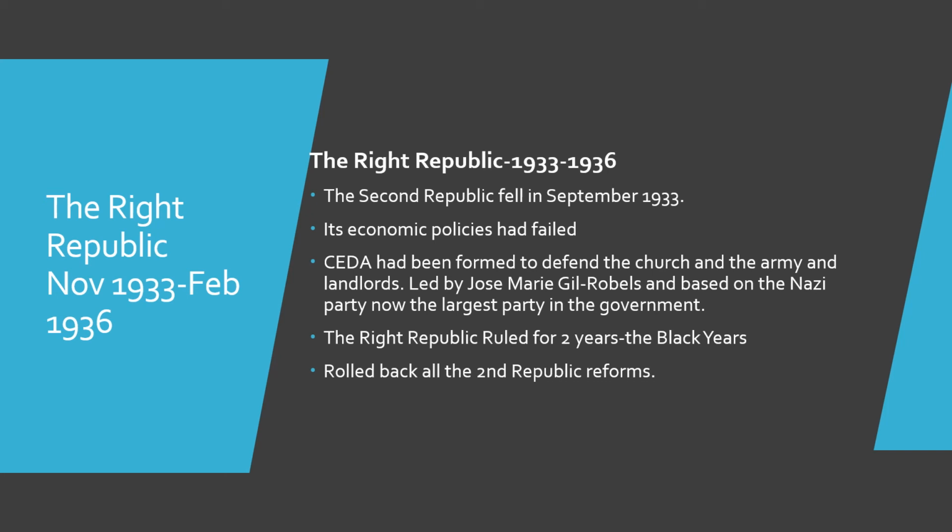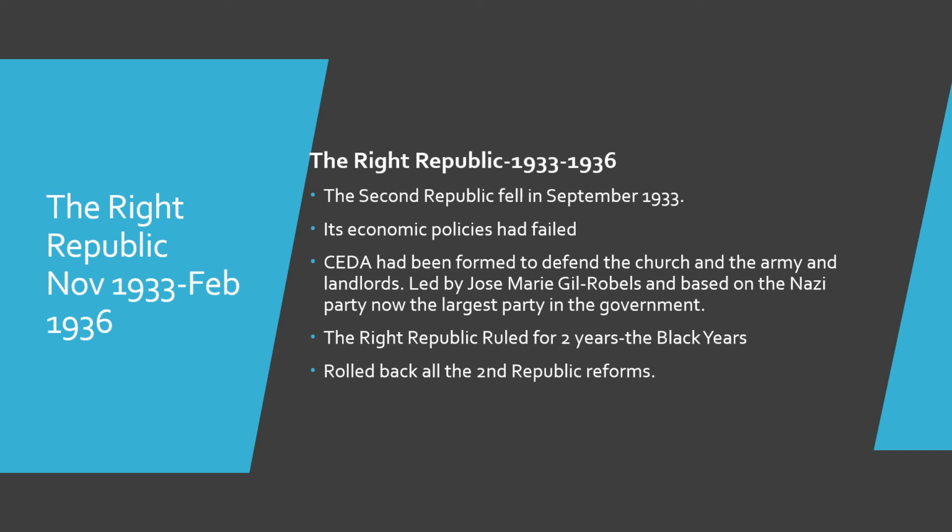This was a coalition of the right, which included members of the Falange, a far-right fascist group based on the Nazi Party, the Carlists, who were conservative monarchists and wanted to bring back the monarchy, and the largest group, CEDA, a right-wing political party led by José María Gil Robles, that had been established to defend the church and the army and landowners.